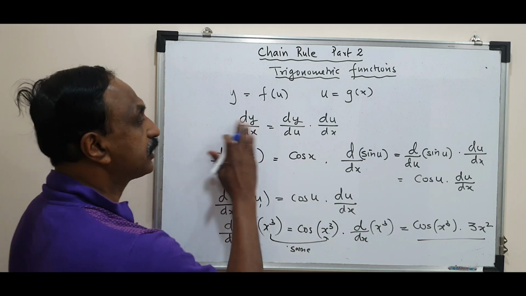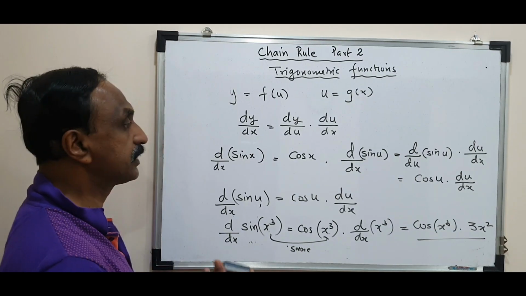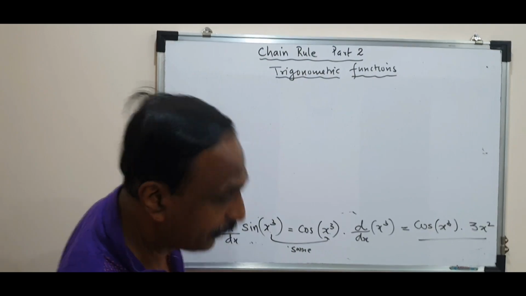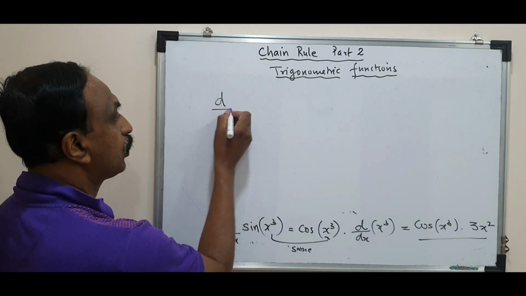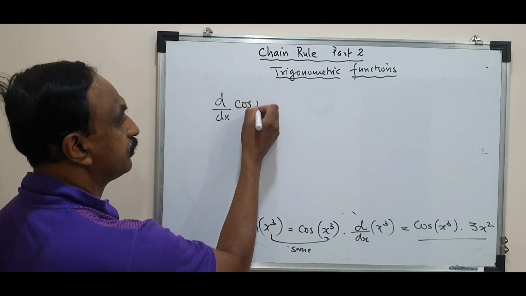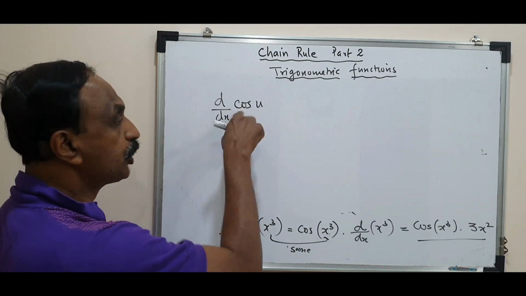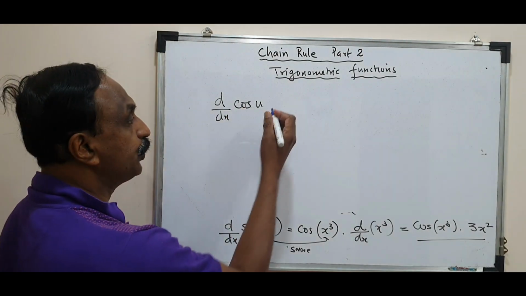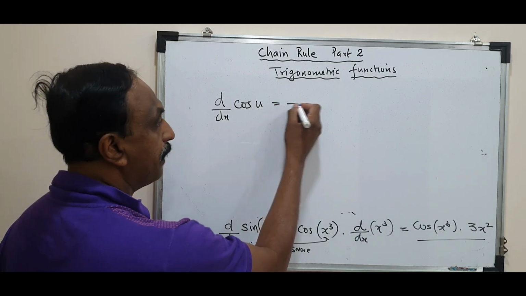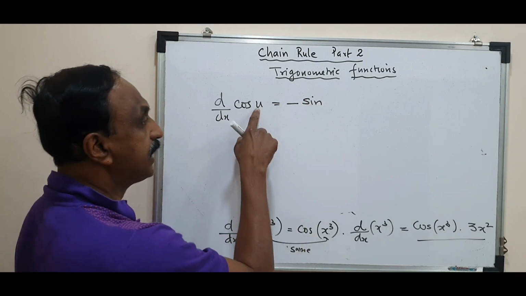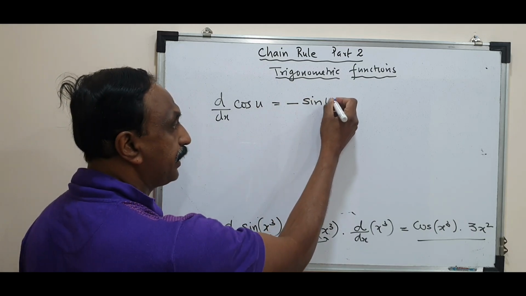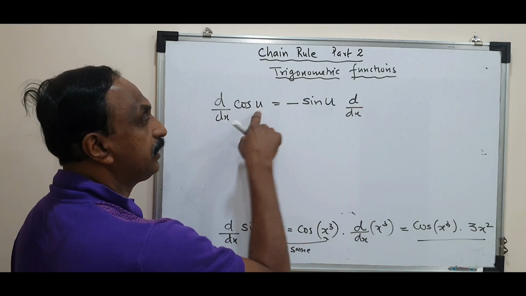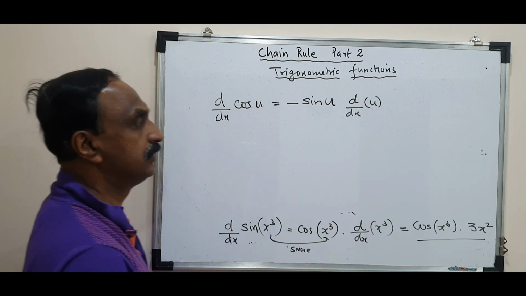So now it has become very easy for you. Now let's have a look at this. I want to differentiate cos u. So cos will get differentiated, cos x derivative is minus sin x. So cos u will be minus sine, what is the angle here? U. So that remains the same, into derivative of the angle. What is the angle here? U. So derivative of the angle.